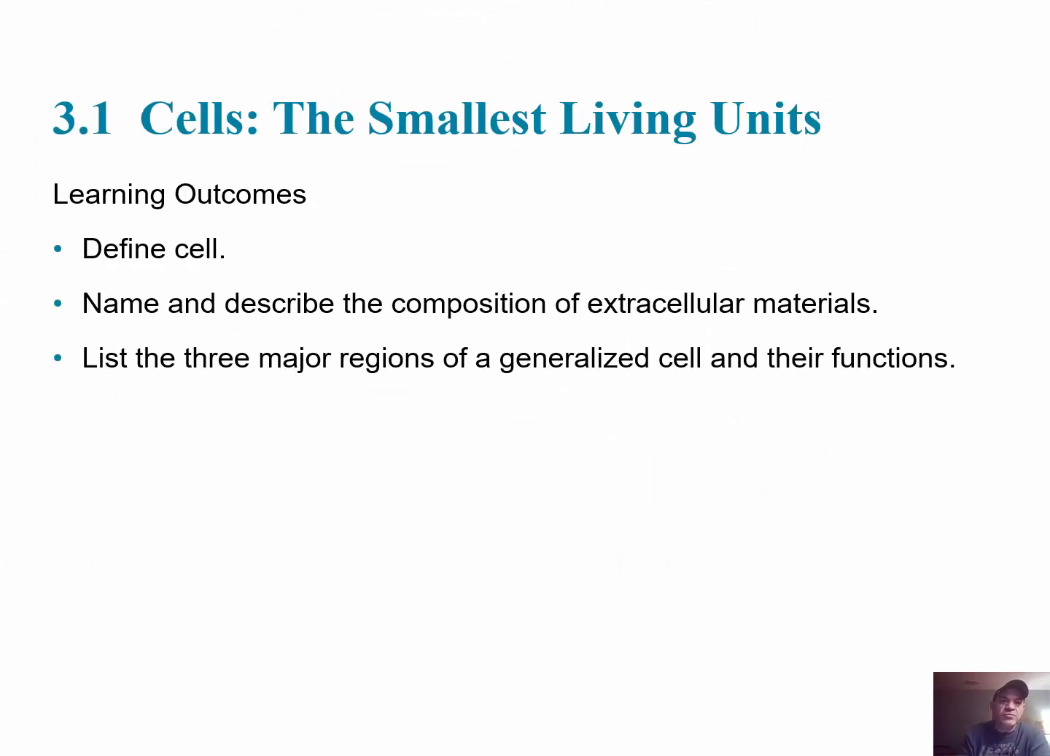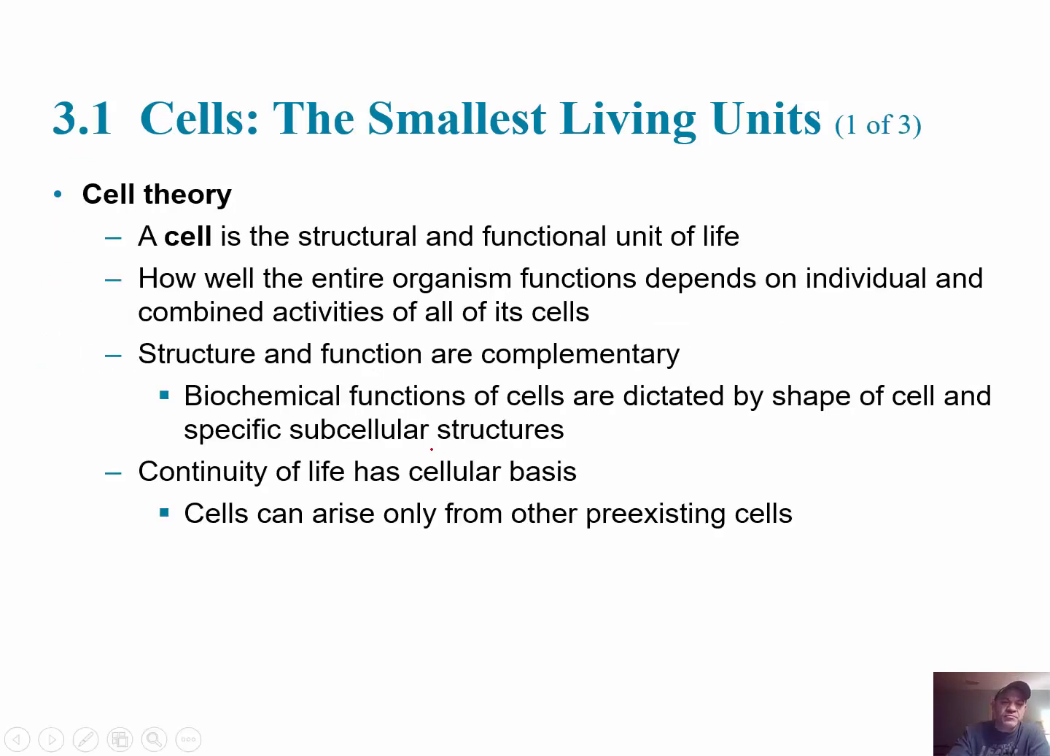So, moving to section 3.1, titled The Cells, the Smallest Living Units, our learning outcomes are going to be to define cell, name and describe the composition of extracellular materials, and list 3 major regions of the generalized cell and their functions. So a major theory in biology is cell theory, and here the cell is considered to be the structural and functional unit of life. So the smallest unit that can be considered life is the cell.